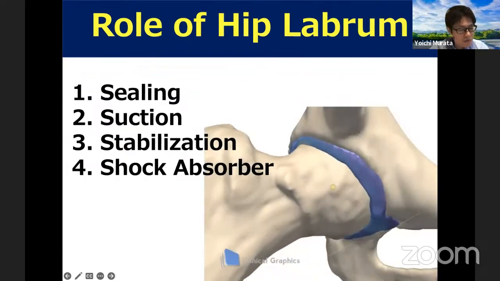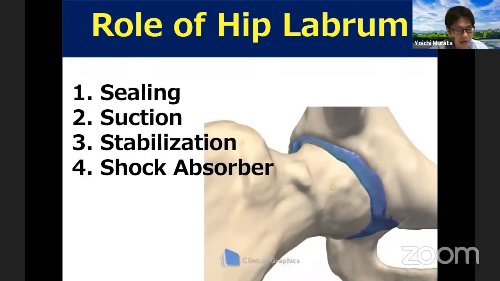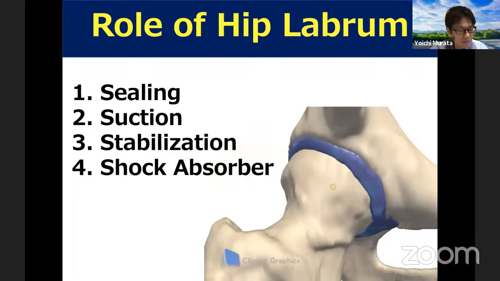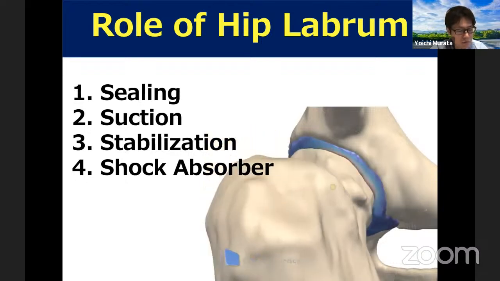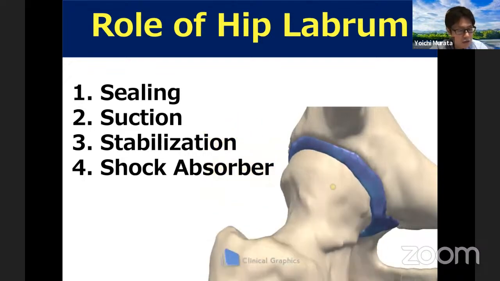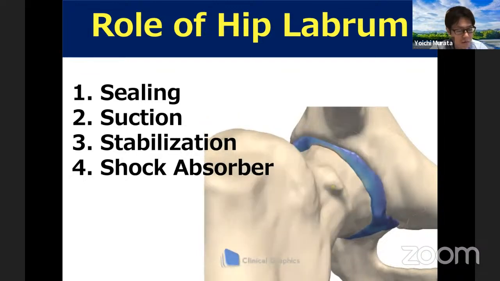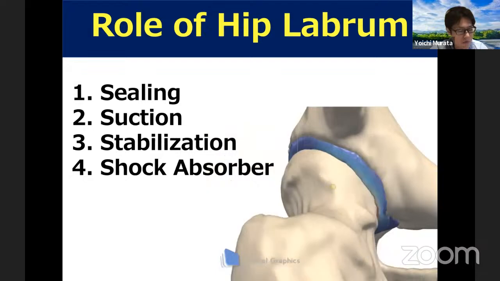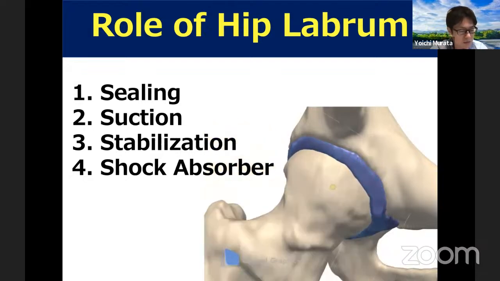I will explain the role of the hip labrum. The hip labrum attaches to the acetabular rim as layer 2, and it has a sealing effect that traps synovial fluid to form a smooth joint surface. Additionally, it provides a suction seal effect towards the femoral head. These effects stabilize the hip joint and also serve as a shock absorber.